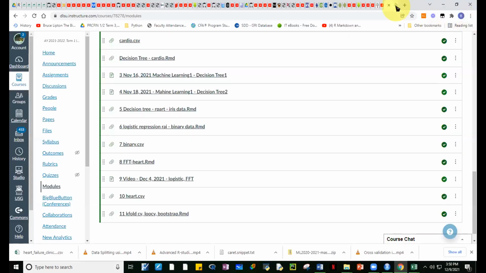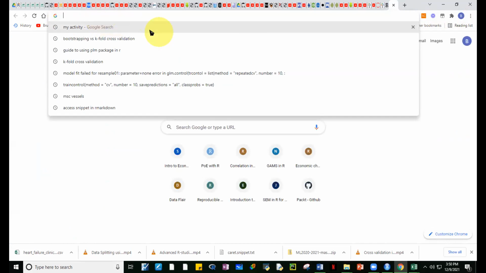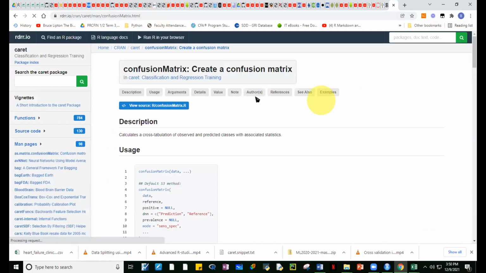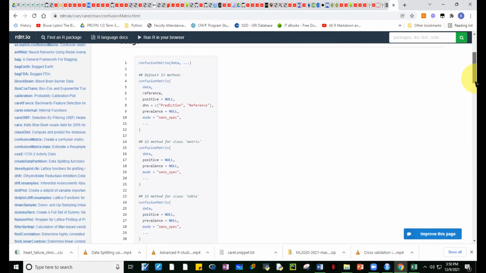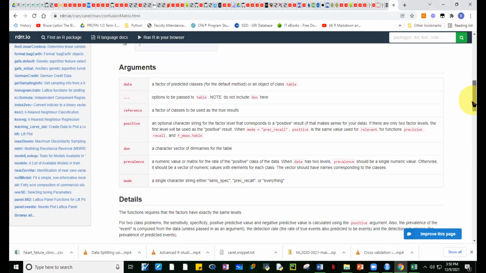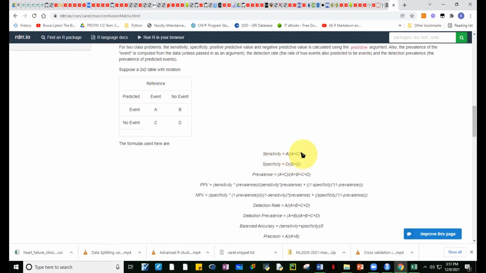Sige, buksan natin. Okay, Control B. Okay, I'm going to open this, just to show you that there's a good reference. Okay, confusion matrix. Okay, this is from the Caret package, no? Tapos dito, okay, sa arguments, yung data, etc. Then the details here. Okay, so ito yun, no? Ito yung confusion matrix. And then ito guys yung sensitivity.